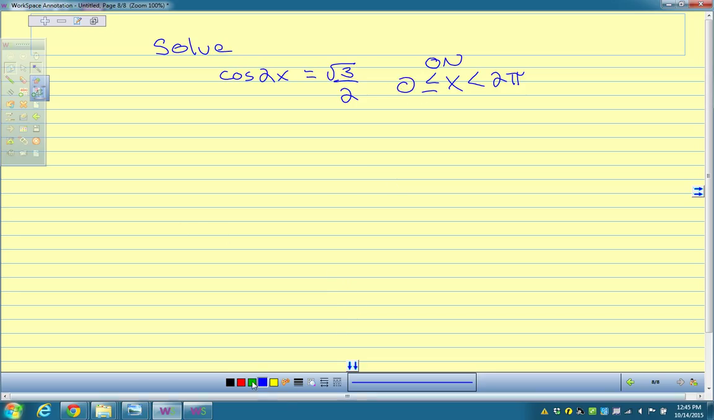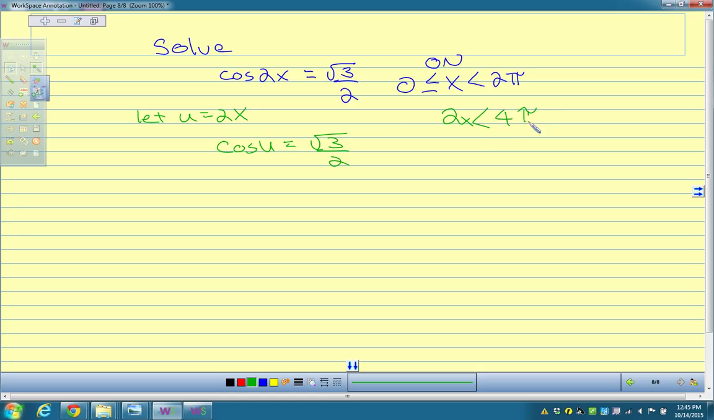So what you do here is something called substitution. You let u equal 2x. Okay? So then you're going to solve the equation cosine of u is equal to square root of 3 divided by 2. But if x is between 0 and 2 pi, that means that 2x is going to be between what? 0 and 4 pi. Yep, you have to double the interval, okay?